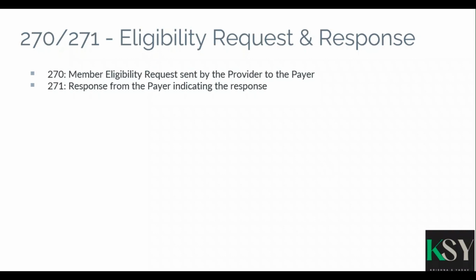Think of a scenario wherein a patient walks into the hospital. The front desk would have to check whether the member has an active membership or is eligible to receive the services. That's where the provider would trigger a request to the insurance company in the form of a 270. They put the details of the member there, and then they get a response in real time from the payer indicating whether the member is eligible to get the benefits or not.